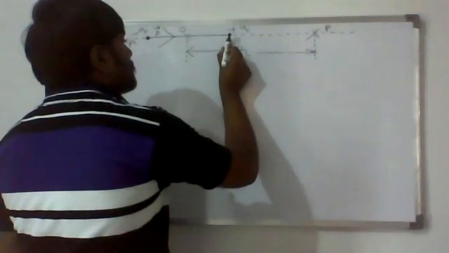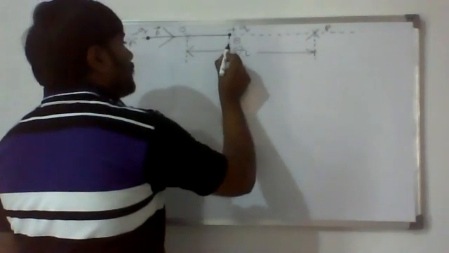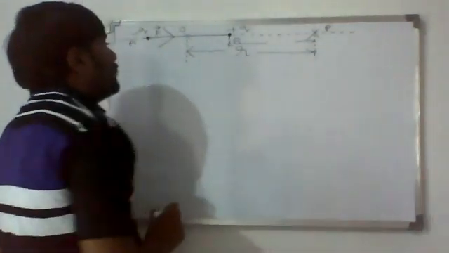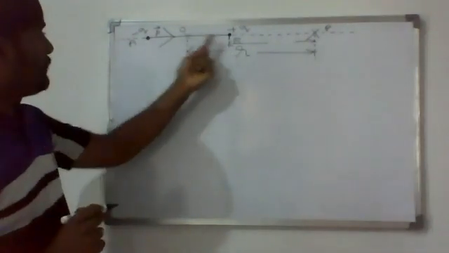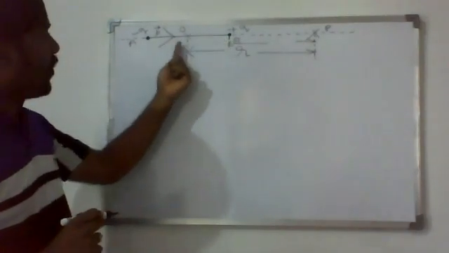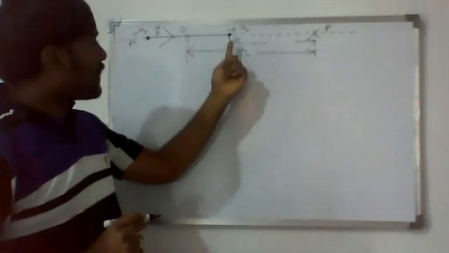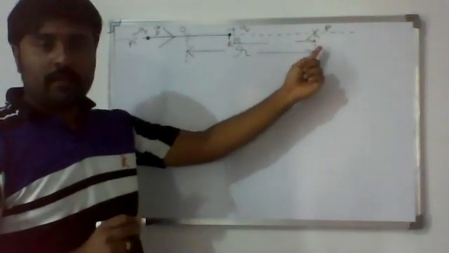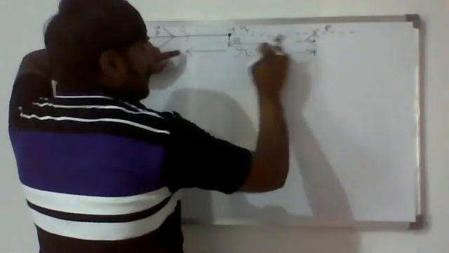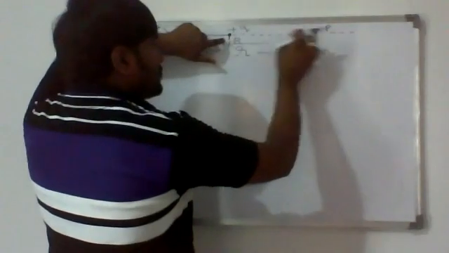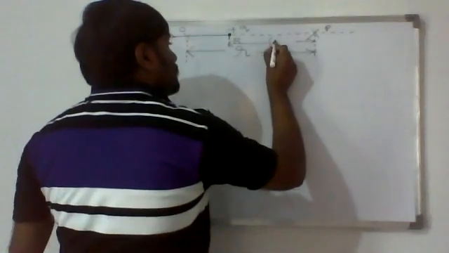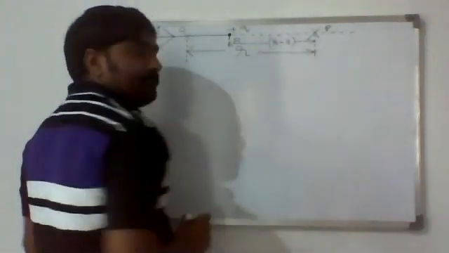Okay, what is the distance from B to P? So OB is A, AB distance is 2A. OA is A, OB is A. So O to P distance is R. So what is the value of B to P? B to P distance is R minus A. This is R minus A.